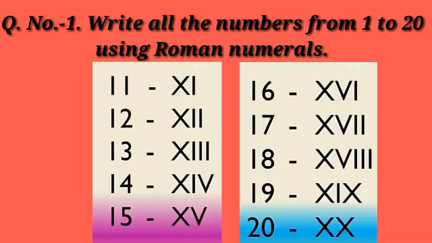16 means 10 plus 6, so X is given, and then VI means 6, so XVI is 16. 17 means X plus V double I, so 10 plus 7 is 17. 18 means X, V and triple I, because X stands for 10 and V triple I stands for 8. In the same way 19 is 10 plus 9, XIX, and last is 20, which means double X. So in this way you have to write the Roman numbers from 1 to 20.